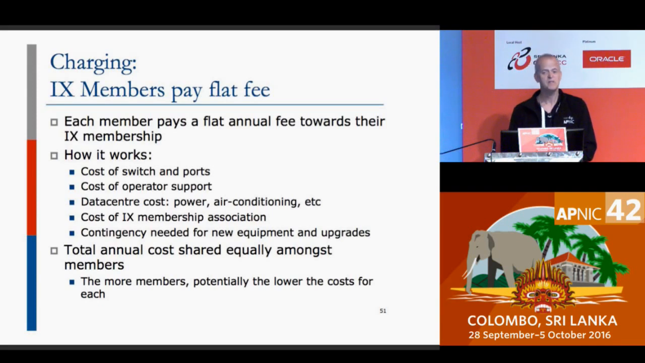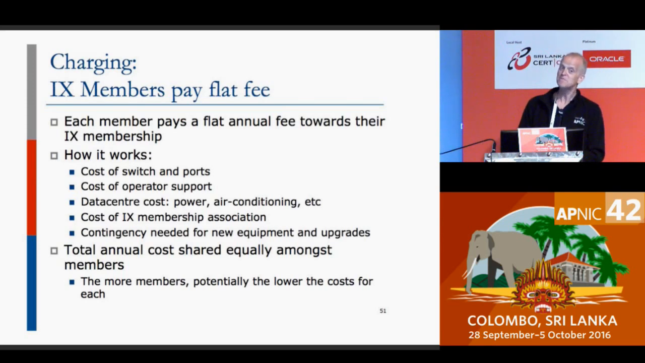Next one is members pay a flat fee. This is fairly common. So here you have the cost of the switch and the ports, cost of operator support, the data center costs of power, air conditioning, and so forth, membership association, a contingency needed for new equipment and upgrade. So that annual cost is then shared out amongst all the members. And that's pretty cheap for everybody as well. Because the cost is shared out, it's not really very much for anybody at all.